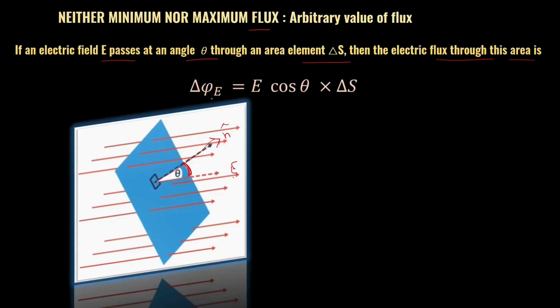So in that situation our formula will become E dot ds, that is E cos theta delta s, and here for theta we have to put the particular value which will be given in the question. If theta is 45 degrees, we have to use cos 45 degrees. If theta becomes 30 degrees, we have to use cos 30 degrees. And remember, theta is the angle between the normal vector and the electric field lines, not the area and the electric field lines. Then this will become our formula.